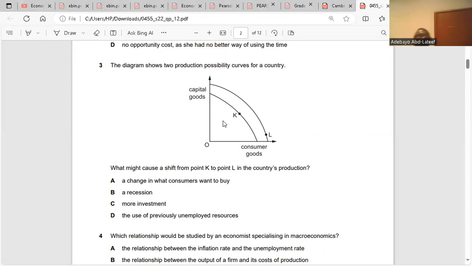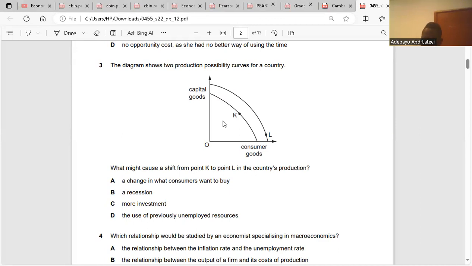If it was a movement from capital goods to consumer goods, or from consumer goods to capital goods, that is movement along the curve. But here they said a shift. A shift can be inward or outward. Outward could be as a result of technological advancement, training and education, or discovery of new raw materials. So that's an outward shift. Put it in mind. So the answer is C.